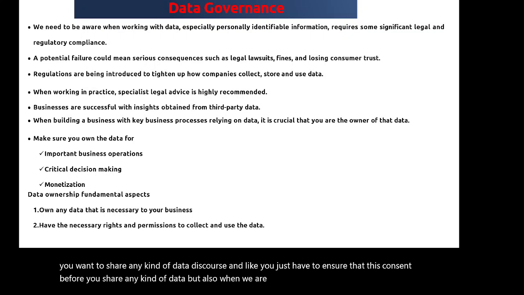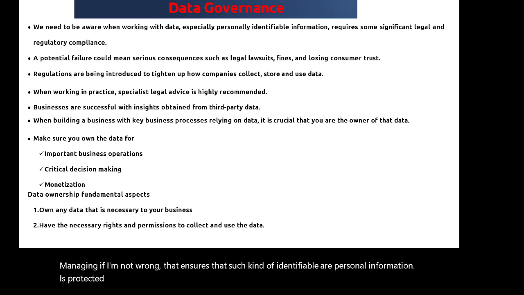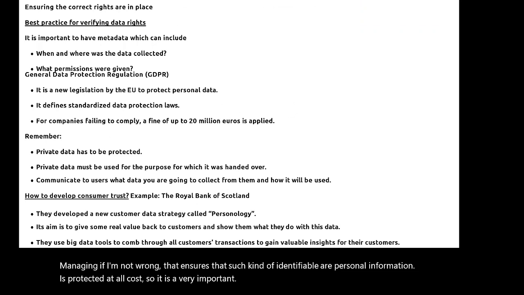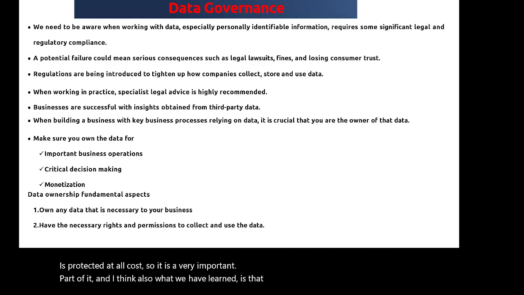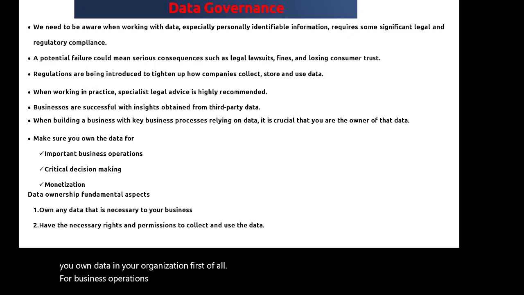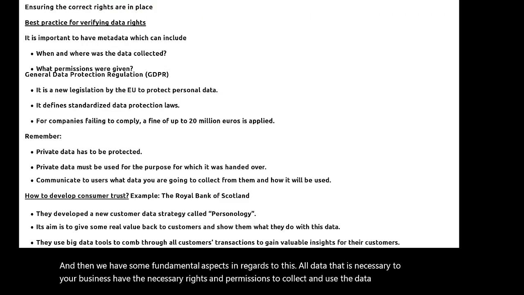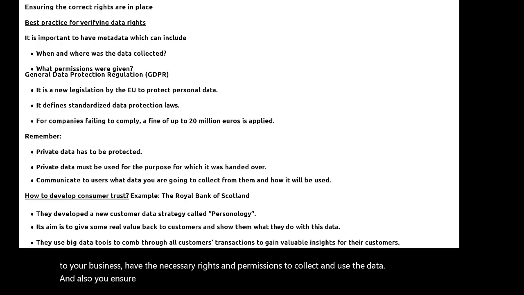But also, when we were looking at data pre-processing, I think we looked at data marking, if I'm not wrong, that ensures that such identifiable personal information is protected at all cost. So it is a very important part of it. And I think also what we have learned is that you need to ensure you own data in your organization. First of all, for business operations, we have talked about critical decision making and monetization. And then we have some fundamental aspects in regards to this: own data that is necessary to your business, have the necessary rights and permissions to collect and use the data, and also ensure the correct rights are in place with regards to the data.